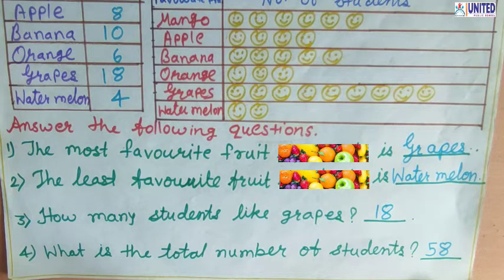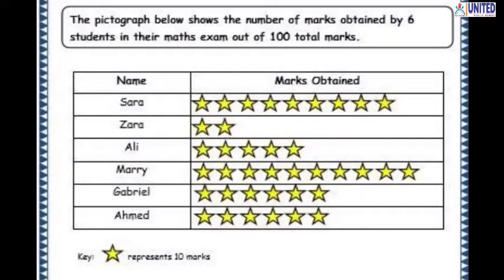One more example: the pictograph below shows the number of marks obtained by 6 students in their maths exam out of the total 100 marks. Here the label column is the name of the students, the title column is the marks obtained, and the key shows that 1 star represents 10 marks.